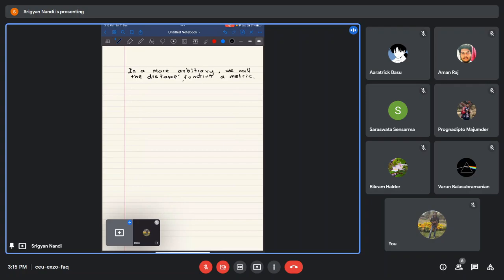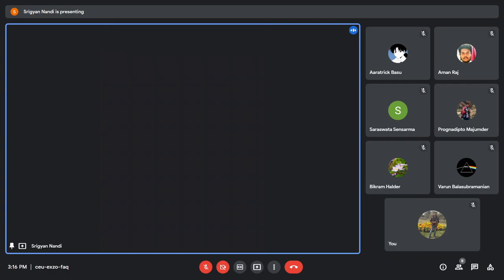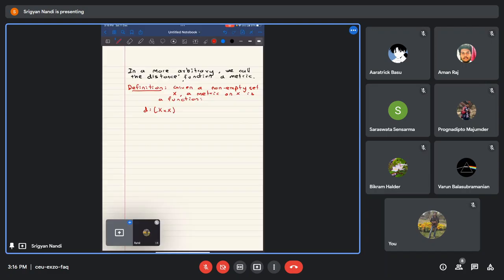So we'll start with a definition. We'll get formal here since we're introducing something new. Given a non-empty set X, a metric on X is a function. This is an extension of the distance function. So the function will be given by D from X cross X to R plus, where R plus means the non-negative reals, satisfying the following.